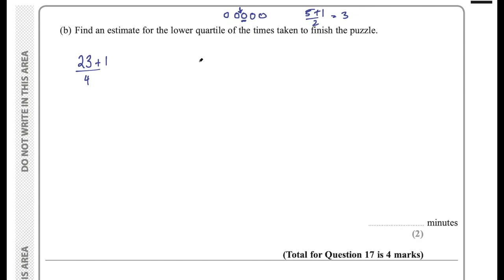It's the same if you're talking about the lower quartile. You want to add 1 before dividing by 4 because we're talking about discrete objects, in this case, students. So 23 plus 1 divided by 4 is 24 divided by 4, which is 6. So the 6th student represents the lower quartile.